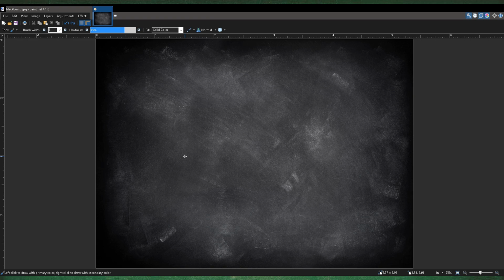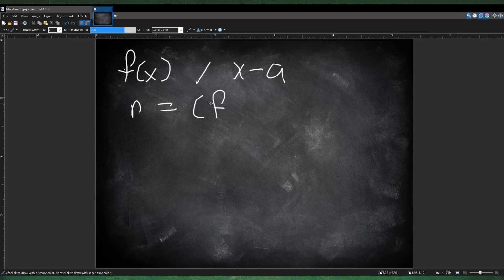Now we're gonna learn the remainder theorem. The remainder theorem just tells us that if f of x, the polynomial, is divided by x minus a, then the remainder of that polynomial is equal to f of a. That's what it's telling us.